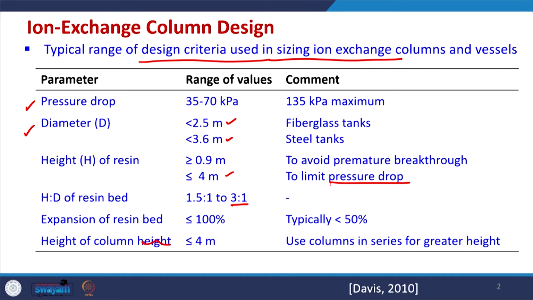Now, it is possible that the resin bed may expand a little bit, typically 50% or otherwise, and the height of the column is generally kept within 4 meter. It may go beyond also a little bit when we are using the utmost limit of 4 meter for the resin height itself. So, these are the typical design criteria. They may change depending upon our requirements and extreme conditions or otherwise.